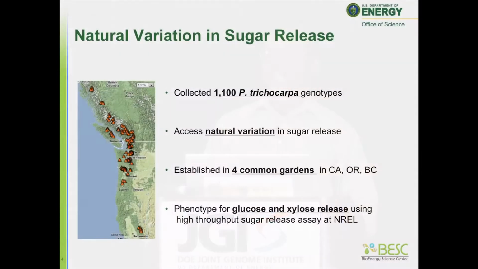Then, out of the collections that were made in the wild, we phenotyped them for sugar release. At the same time, we established each and every one of those genotypes in 4 common gardens that are in California, Oregon, and in BC. We have 3 replicates of each genotype. That allows us to verify what's environmental noise and what's a genetically driven sugar release phenotype.